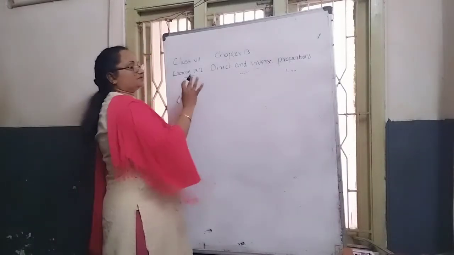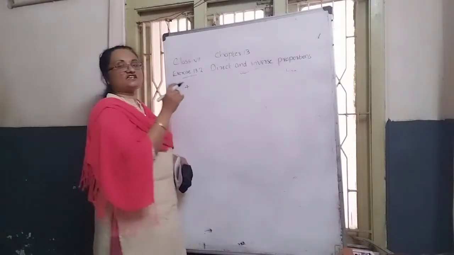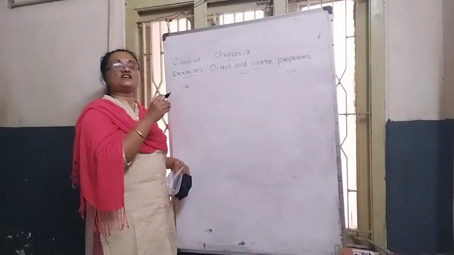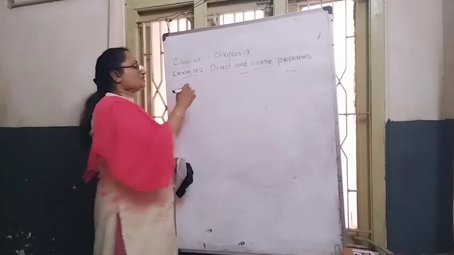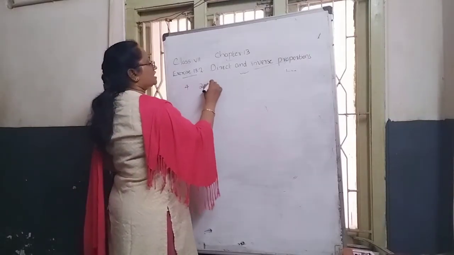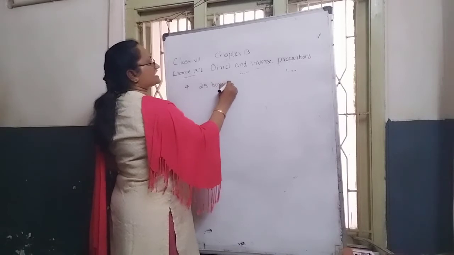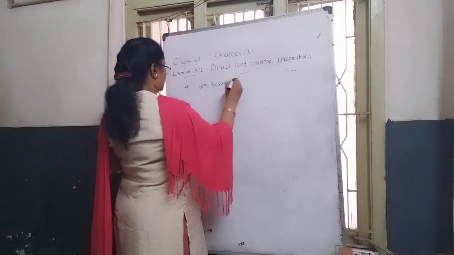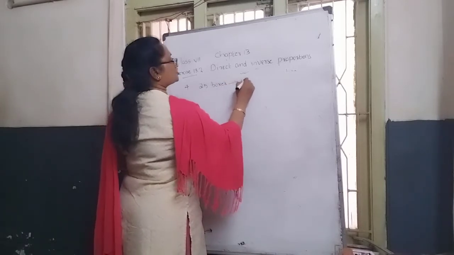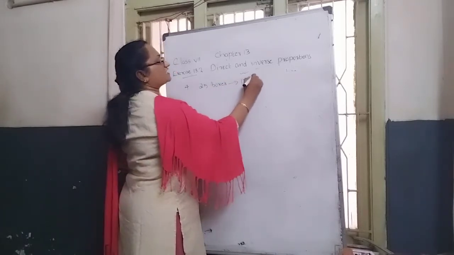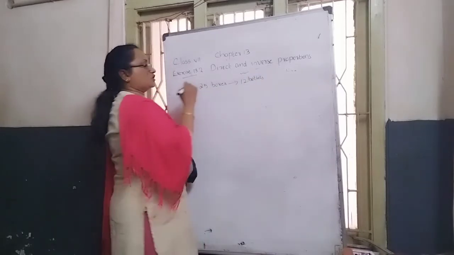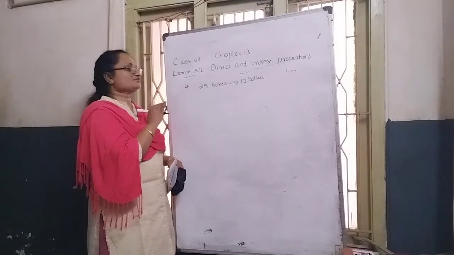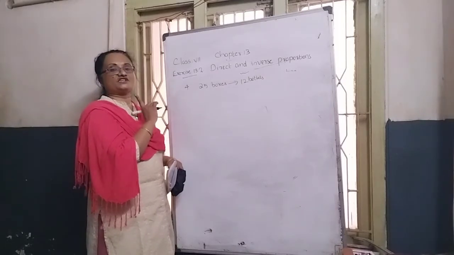Here, in a batch, the bottles are kept in 25 boxes. In each box, the number of bottles is 12. 12 bottles are kept in one box. So how many boxes are there? 25 boxes are there, and each box has 12 bottles.